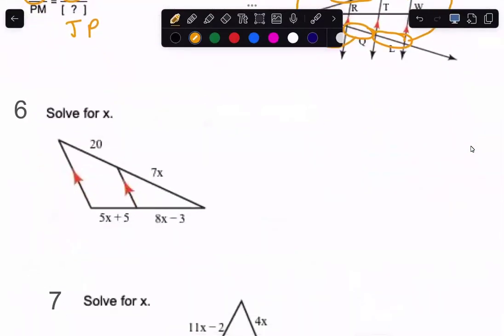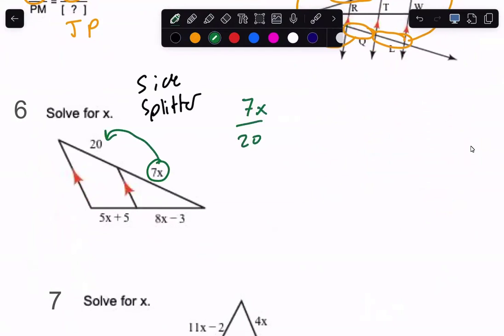For number 6, for this one, we'll just use the side splitter theorem, but you could do the triangle thing we did for the previous problem if you want. So that means 7x is proportional to 20, 8x is proportional to 5x plus 5. Or you could do the whole triangle thing. That's perfectly fine too. So there's 2 ways of doing this.